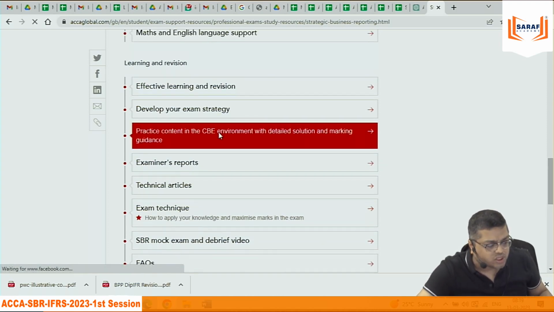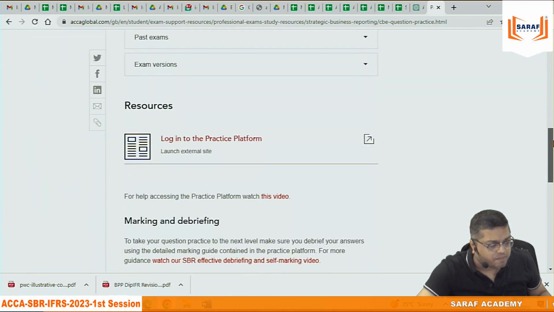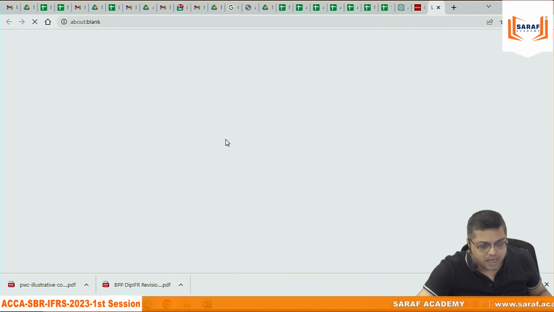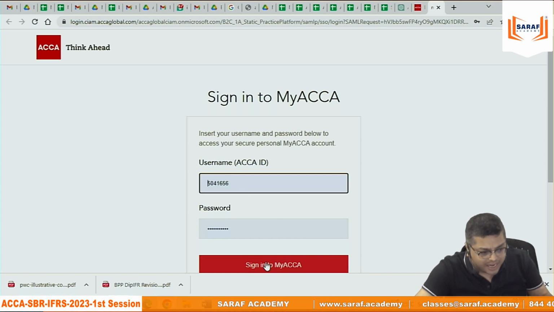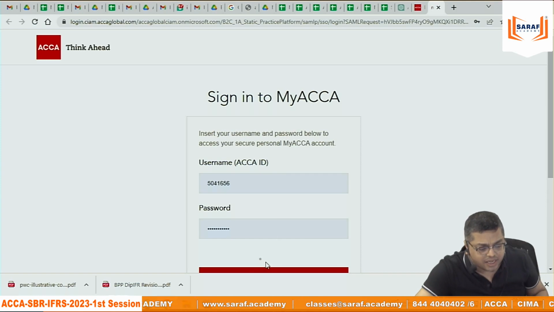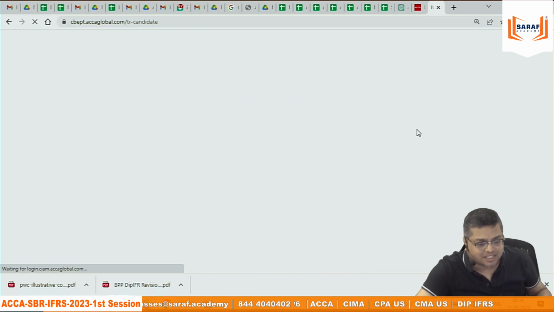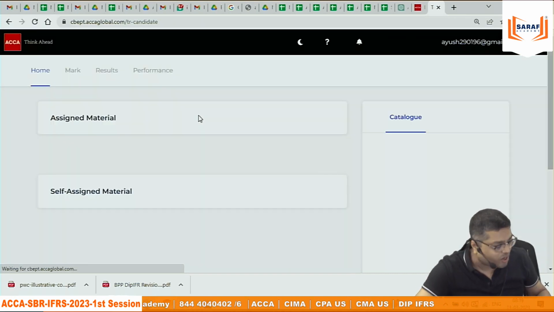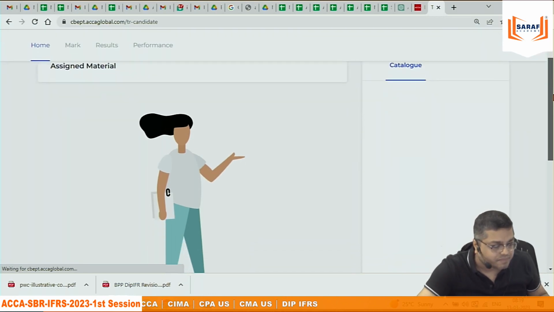Past exam and question paper. For going here, you need to have an ACCA Institute login ID and password. IFRS students can log in, ACCA students can log in, CIMA and CPA students cannot log in here. You will say, sir, can you share your ID and password? I cannot share any other student's ID and password. That's unethical. So for going here, you need to be an ACCA student.